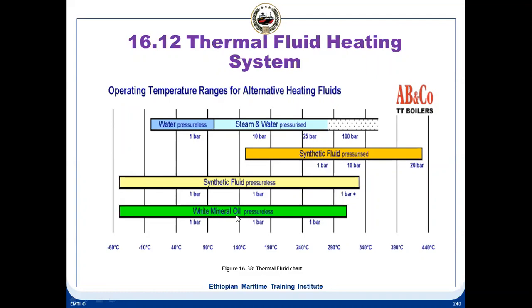So this white mineral oil is the base oil, and to this we start adding additives to make it into lube oil. We add your dispersant, we add your detergent, and various other things depending on the purpose for which the oil will be used. But the mineral oil is usually the base. The same kind of mineral oil is also used here for thermal oil, for thermal fluid heating.